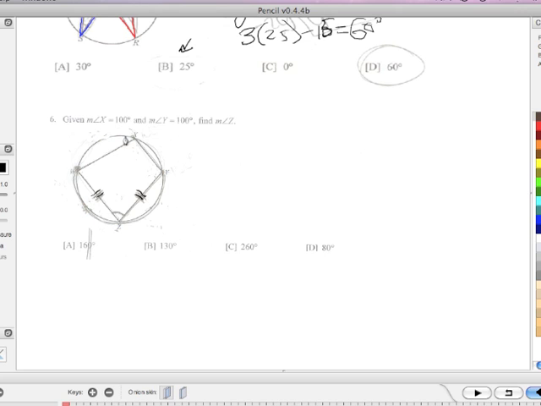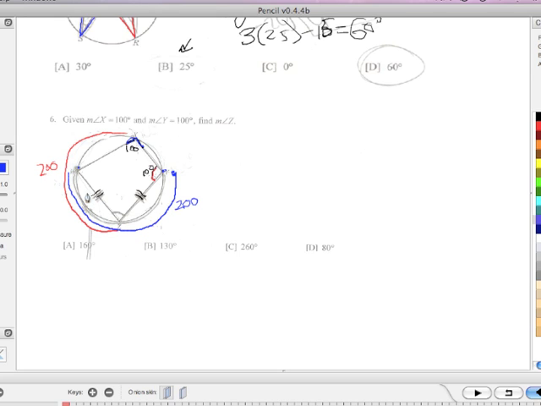So measure of angle x right here. If we're standing at x, we know this is 100. And the measure of angle y is 100. So this arc length here, so from y, this is 100, this must be 200. And if you're standing at x, this arc length must also be 200, right? You see from here to here, that arc length must be 200.